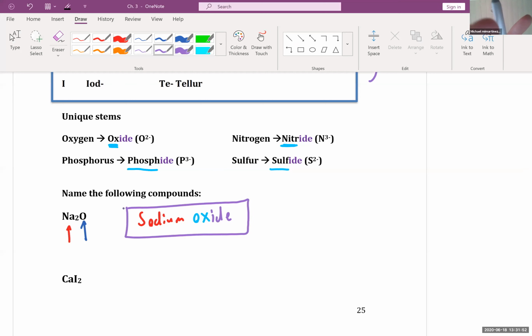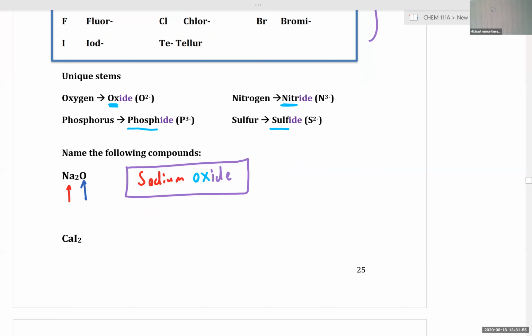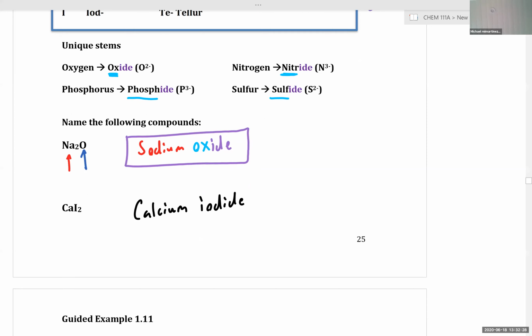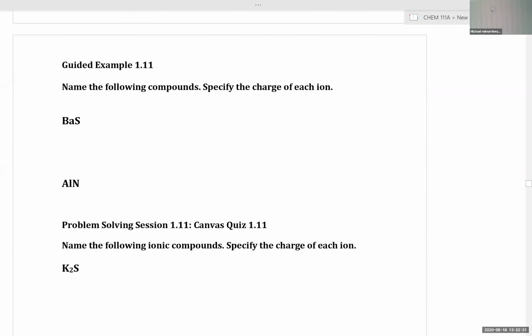Let's do another example. CaI2 would be calcium. And then iodine turns to iodide. So the second problem, we'd get calcium iodide. Any questions on this process for naming a binary ionic compound? Okay, let's keep going now.